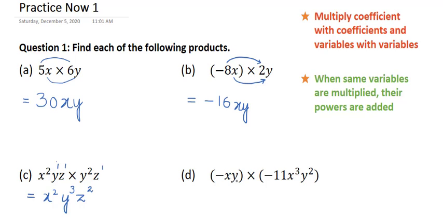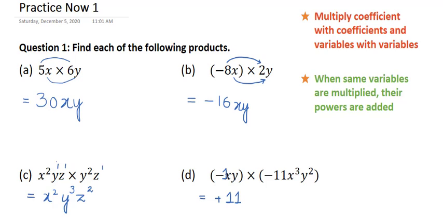Negative xy multiplied with negative 11x cubed y squared. Now in this term, we don't see any number, we don't see any coefficient. So when there is no coefficient, it means the coefficient is 1. So we have to multiply negative 1 with negative 11. And two negatives make a positive. So negative 1 multiplied with negative 11 is positive 11.